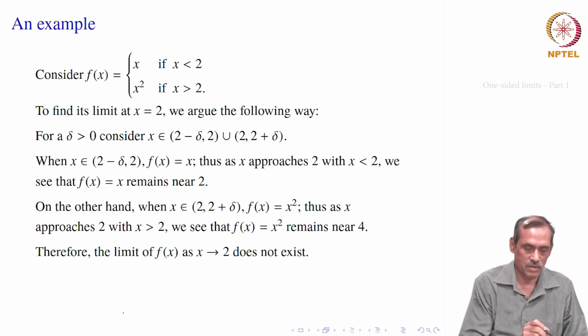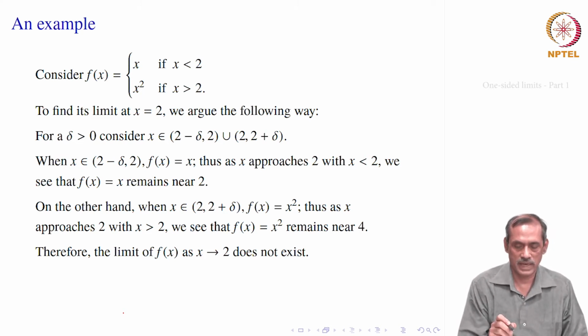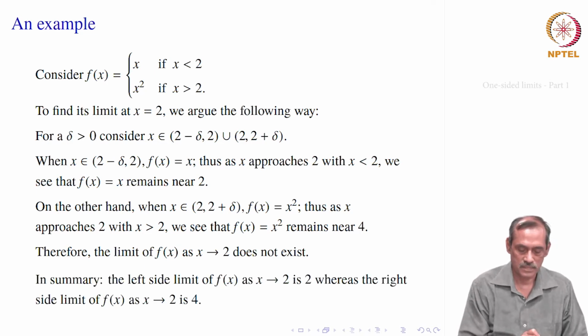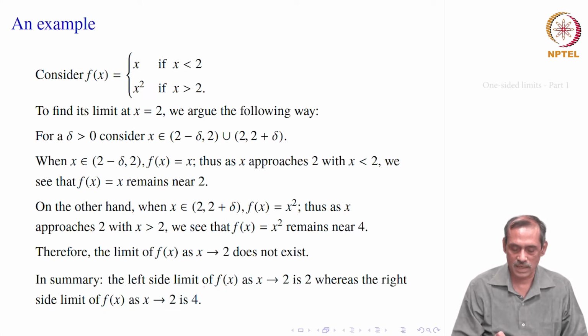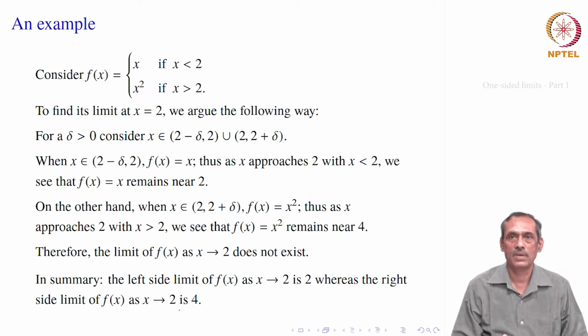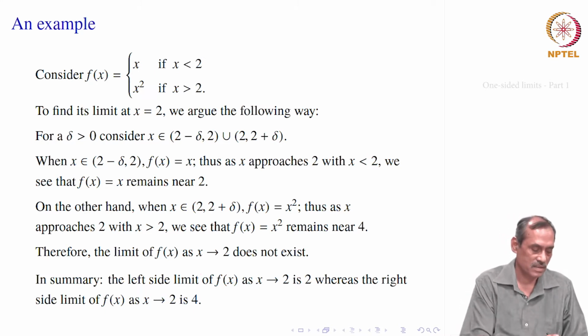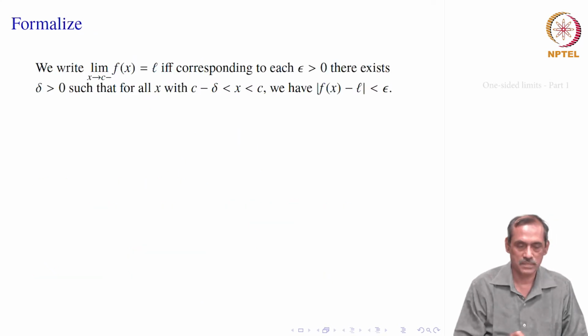Now, look at the argument. We have not done directly from 2 minus delta to 2 plus delta, but divided that into 2 sub intervals. On the left side we are considering one, on the right side we are considering another. So, that is what we say, that the left side limit of f x is 2, whereas the right side limit of f x is 4. Now, we want to formalize this notion of left side limit and right side limit. They are called one sided limits.